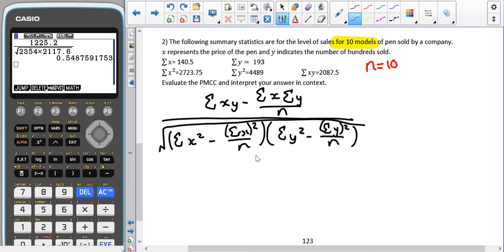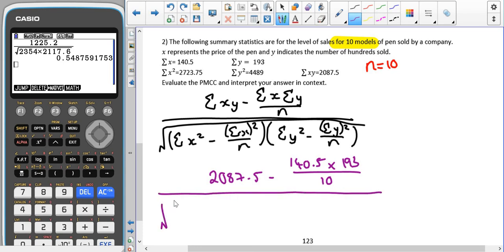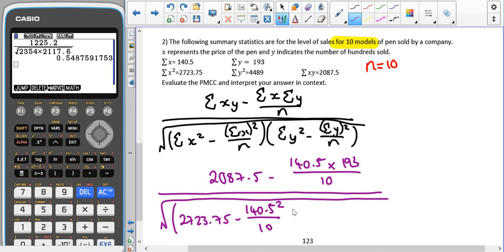So we're going to have the sum of xy, which is 2087.5, minus the sum of x, which is 140.5, times the sum of y, which is 193, divided by n, which is 10, all divided by the square root of the sum of x squared, so that's 2723.75, minus the sum of x all squared, so that's 140.5 squared over 10, close bracket, times the sum of y squared, which is 4489, minus the sum of y, which is 193 squared over 10, close bracket.